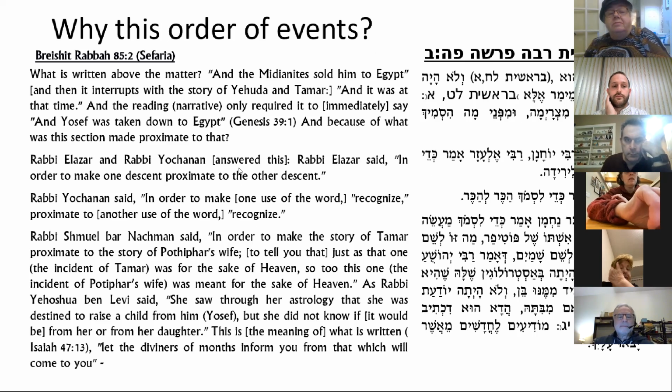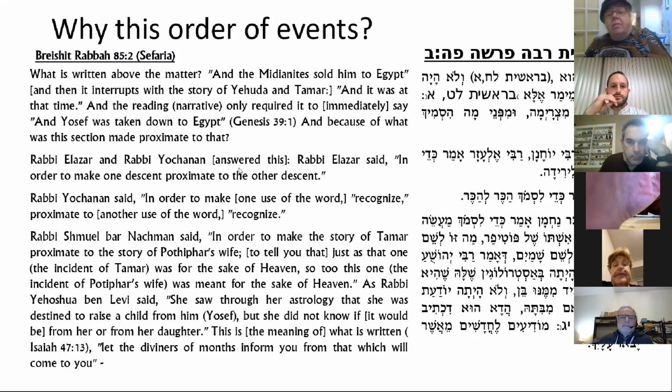Okay, for it: what is written above the matter? And the Midianites sold him to Egypt. And then it interrupts with the story of Yehuda and Tamar. And it was at that time. The reading only required it to immediately say, and Yosef was taken down to Egypt, Genesis 39:1. And because of what was this section made proximate to that?